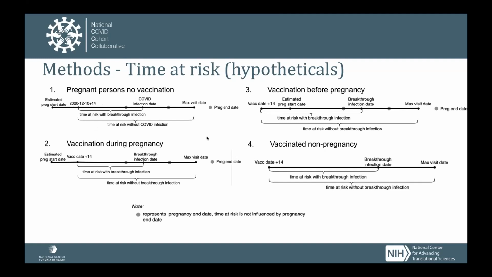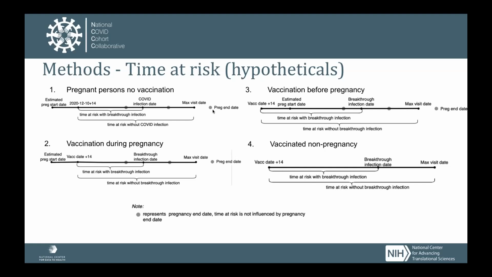And if they didn't have COVID infection, then their time at risk would be from December 24th to their maximum visit occurrence date. For those who received the vaccination during their pregnancy, their time at risk will start at their vaccination date plus 14 days, and end at the breakthrough infection date. Similarly, if they didn't have breakthrough infection, their time at risk would end at their maximum visit occurrence date. This logic is the same for the people who received vaccination before pregnancy or people who are vaccinated but without pregnancy.